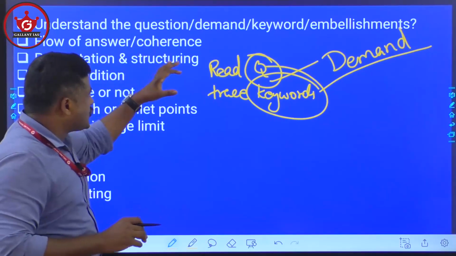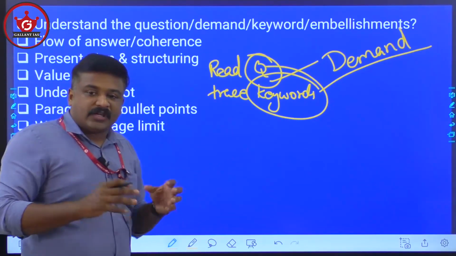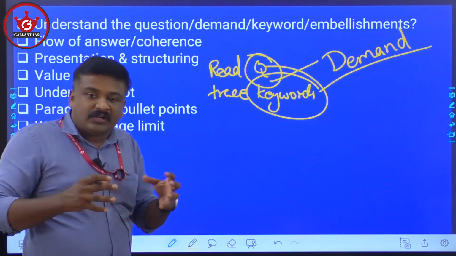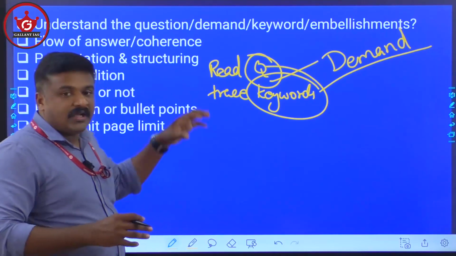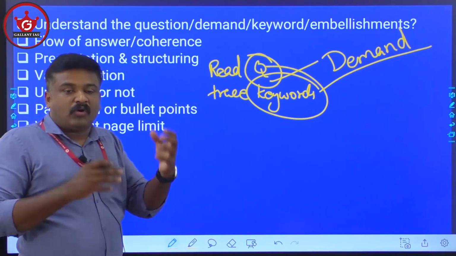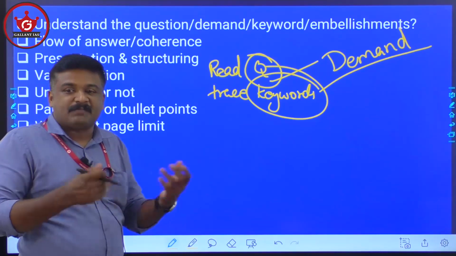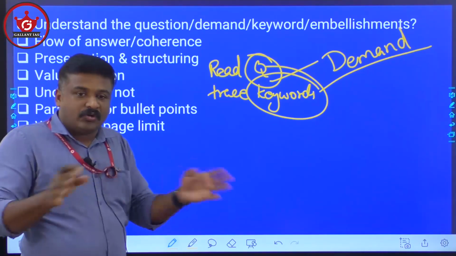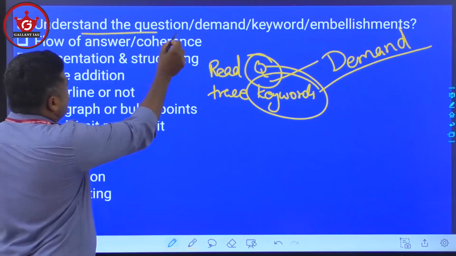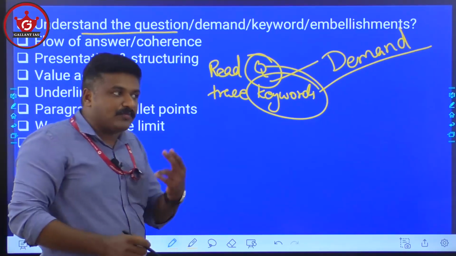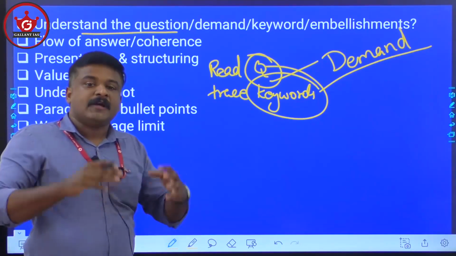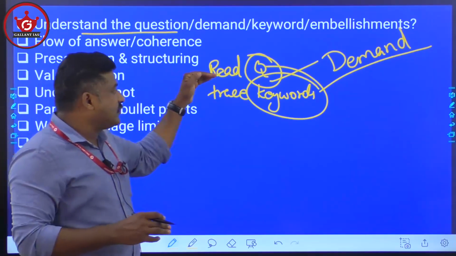Your focus must be on understanding the keywords of the question, understanding the totality or the total demand of the question. Nothing else. You don't think about the value additions, or what kind of diagrams, flowcharts and maps you have to bring into this. Don't think about anything else. As soon as you get the question, read it. You can read the question 2 or 3 times. After reading the question, your first focus is to understand what is the demand of the question.